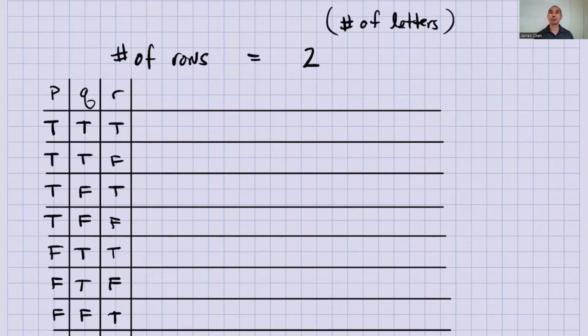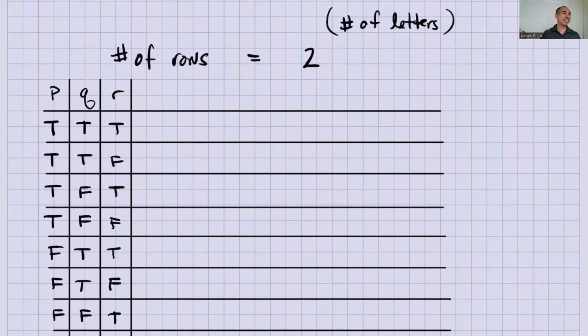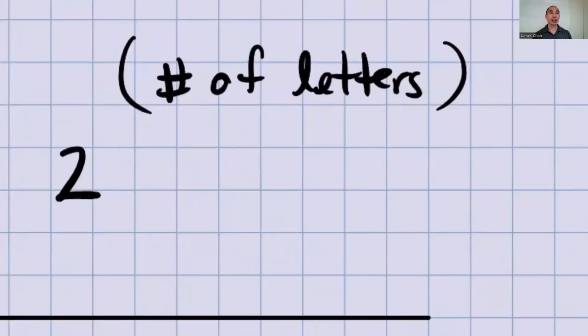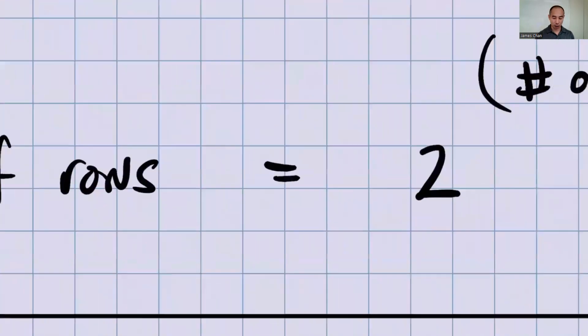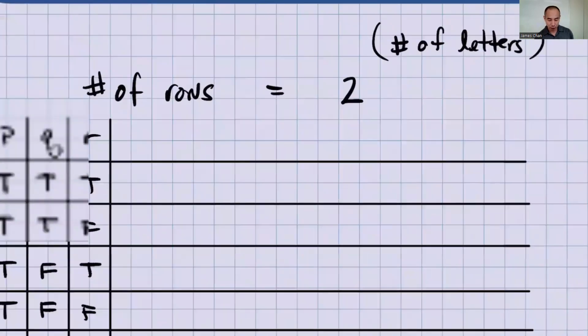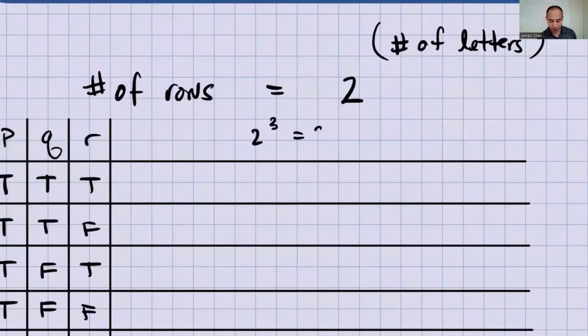Yep, the number of letters. So if there's a P, Q, and R in the statement, then that's exactly what you would do. It's 2 to the number of letters. So how many letters are in here? Right, P, Q, R. So that means it will be 2 to the 3rd, which is equal to 8.